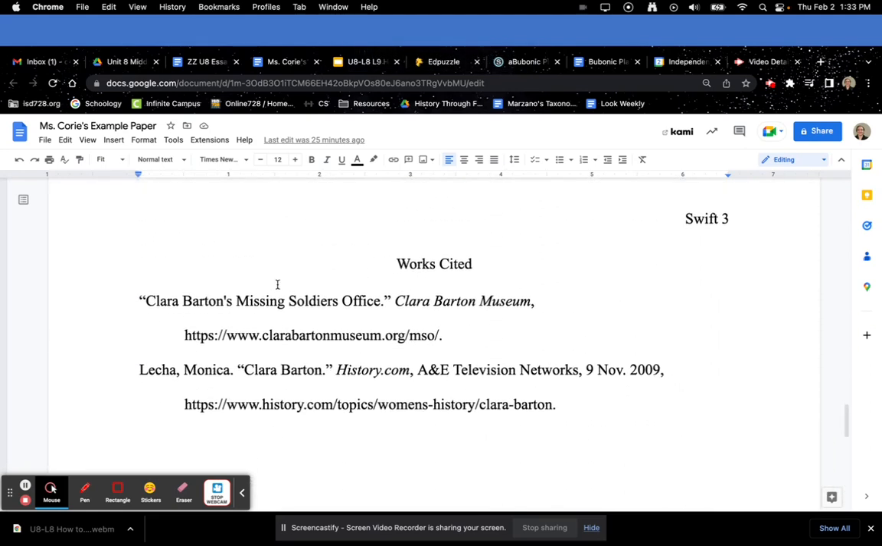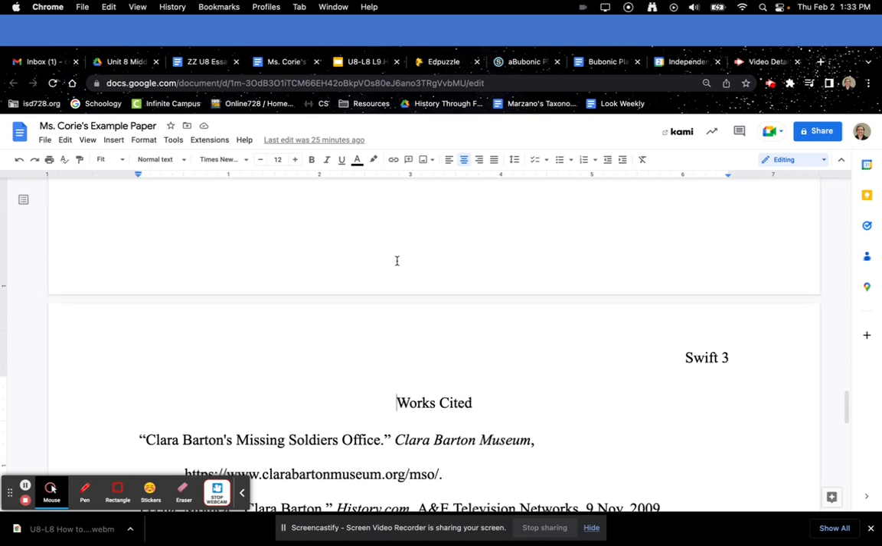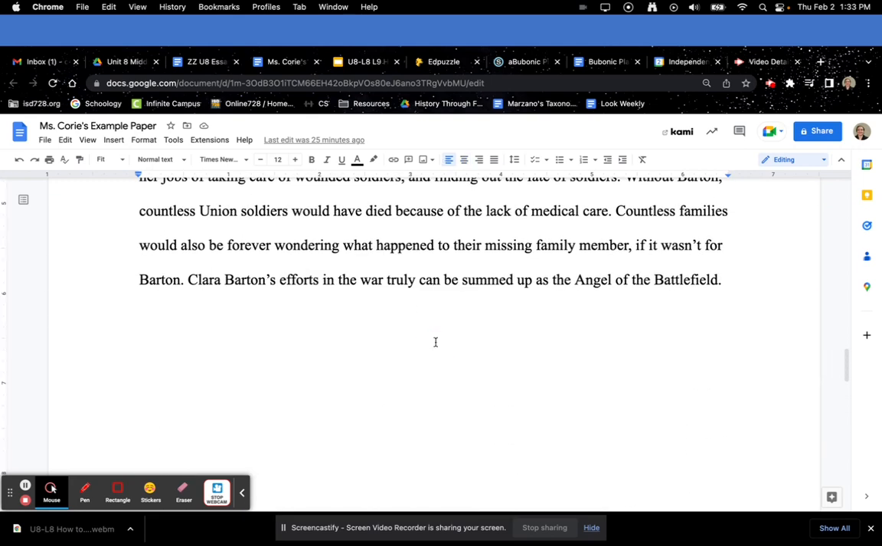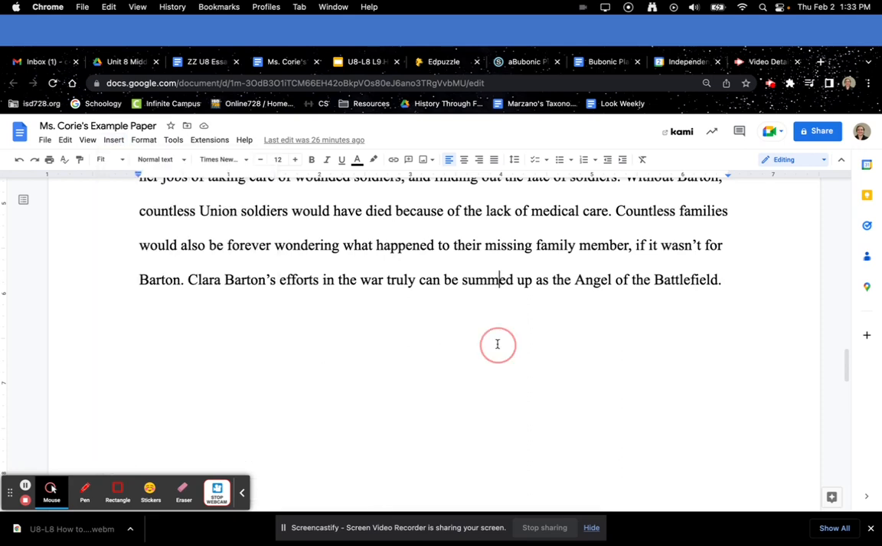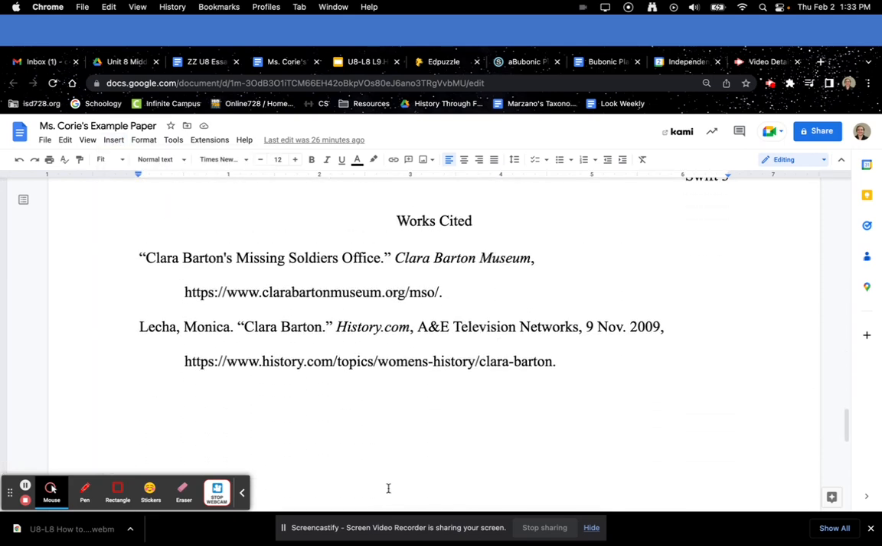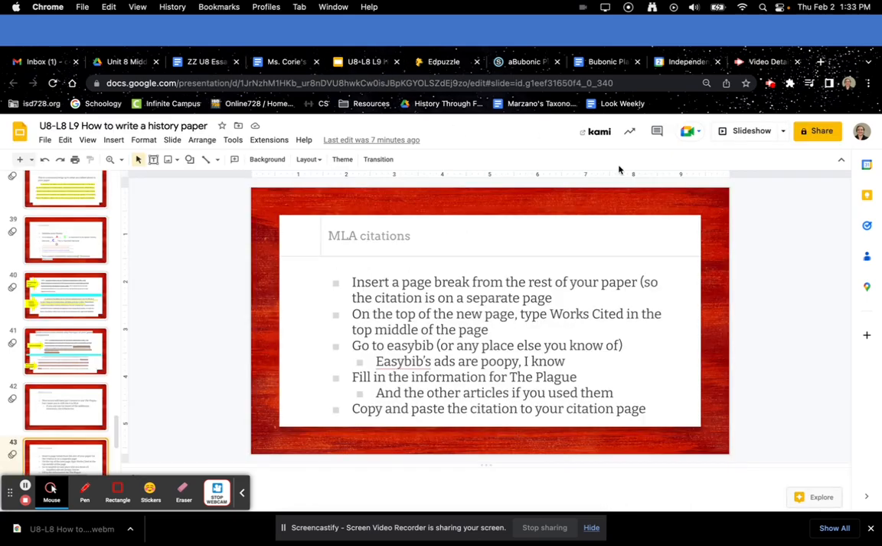Let's see here. So this is what it's going to look like. Okay, you're going to have Works Cited up on the top of the page. Make sure it's a fresh page. So you can see here that I went to insert and I went with break, page break. That's how I got this nice fresh page down here. And then I put in my MLA citation. All right, let's go back to that slideshow.